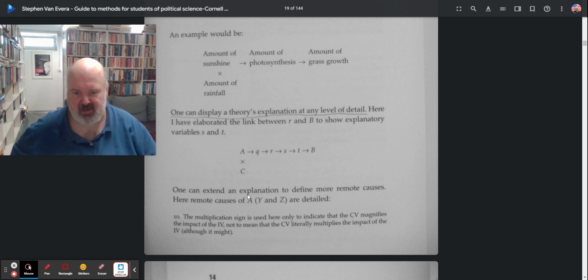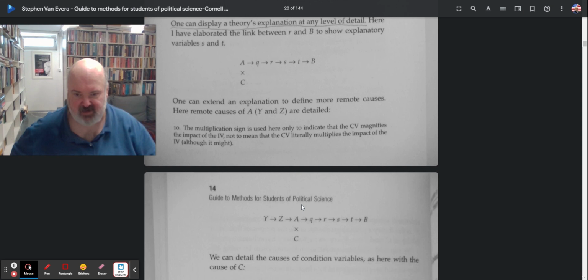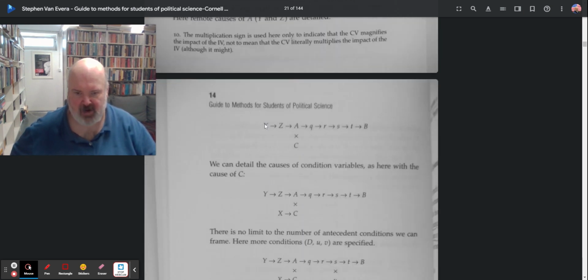The extended one can extend the explanation to define more remote causes. Here, the remote causes of A, Y and Z, are detailed, right? So here, Y causes Z causes A. But then C has an impact which then relates to Q, relates to R, then causes S, that causes T, that in turn causes B.